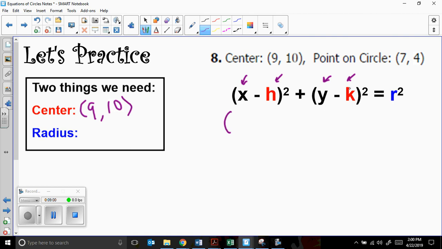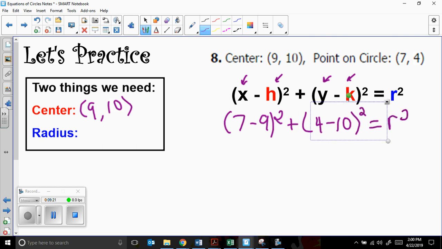So we're going to plug in x from here. So 7 minus the 9 from the center, plus y, which is 4, minus the k value, which would be 10, squared equals the radius squared, because we still don't know what the radius is. So now we can just work this out, and this will be good if you just type it in Desmos, and we get 40 equals radius squared.